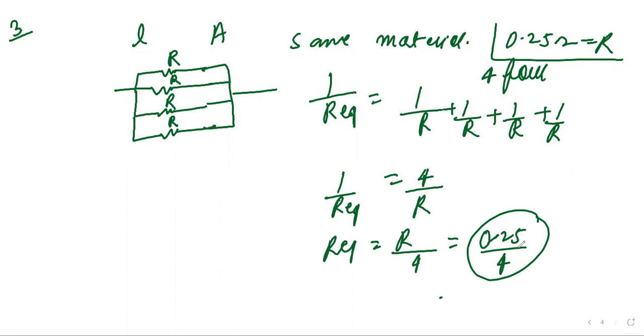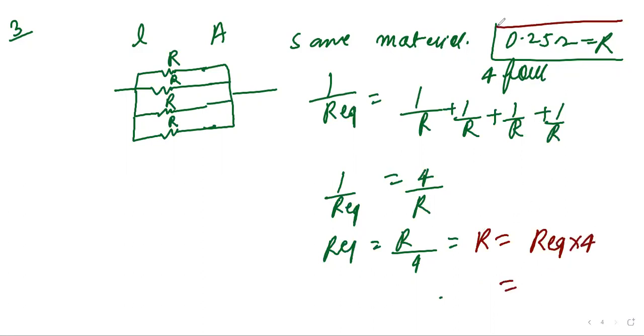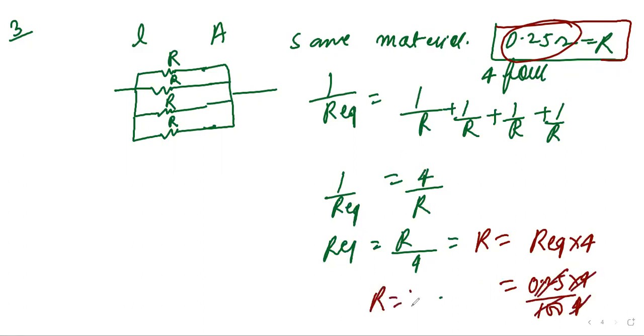So you can find the R equivalent value. And we know the equivalent value, so you have to find R equal to R equivalent into 4, right? So R equivalent for the parallel is given, that is 0.25. So it is 0.25 into 4. After removing this point, you will get 4 here and this will get cancelled. So R is nothing but 1 ohm. Each resistor value is 1 ohm.